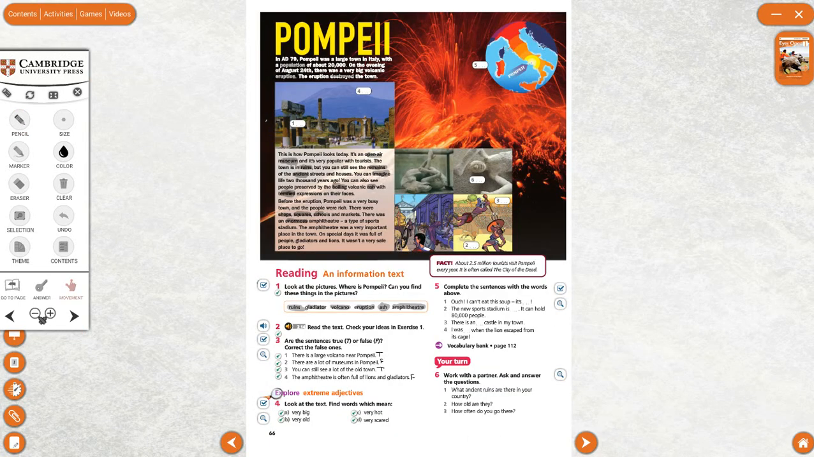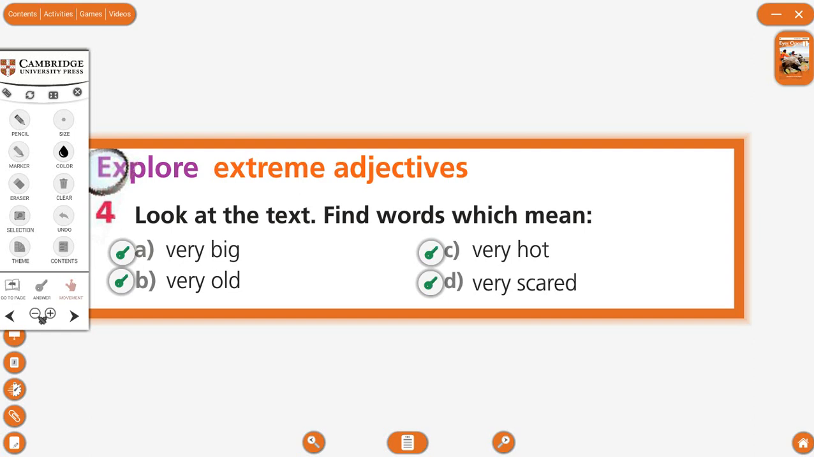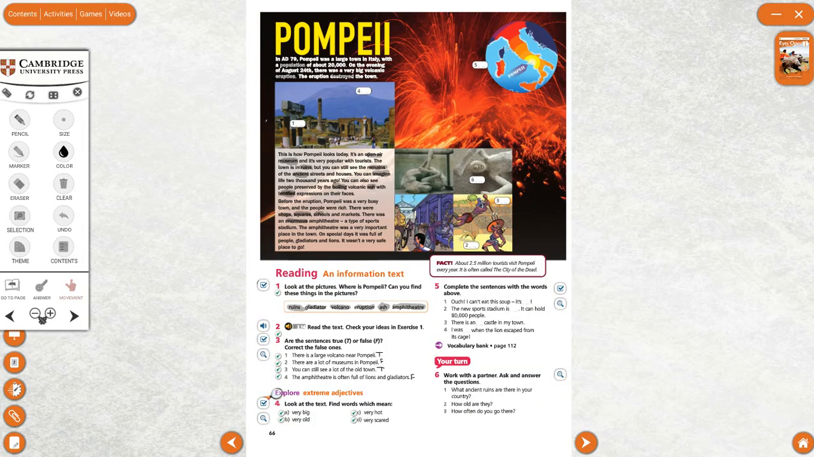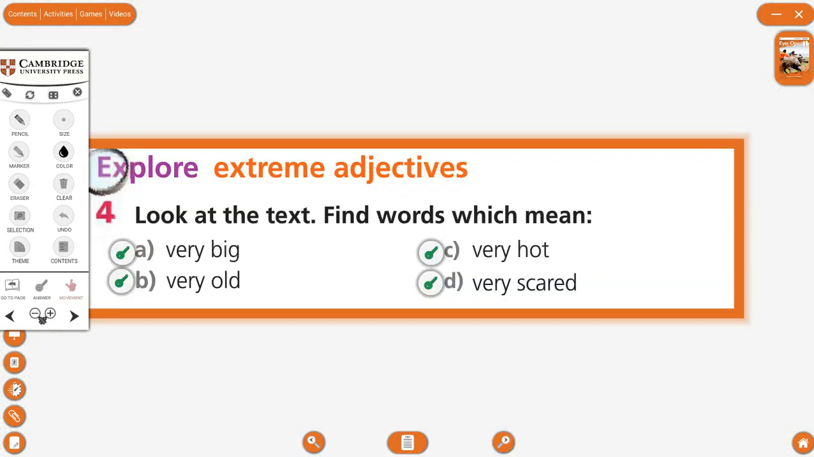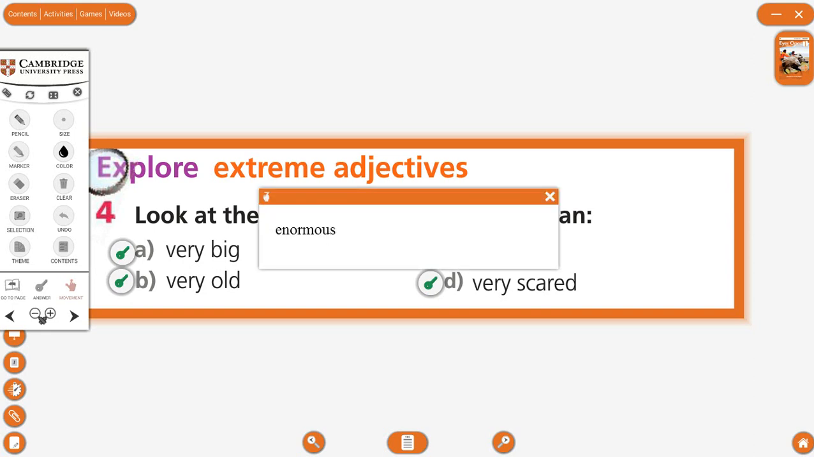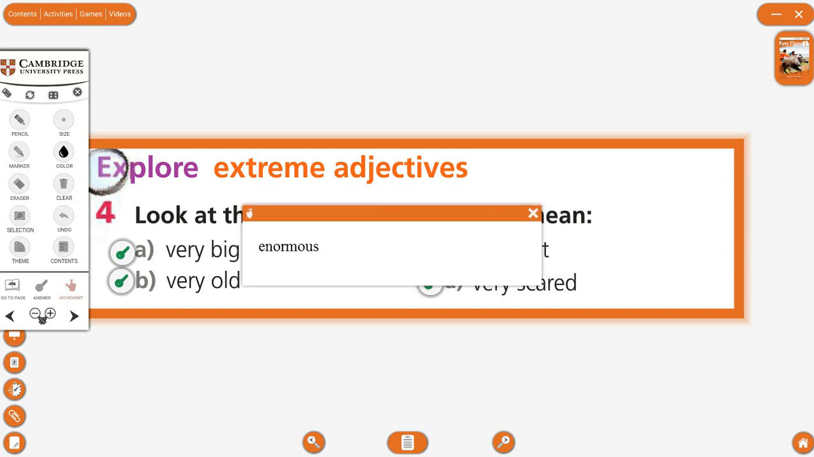Look at exercise 4, please. Extreme adjectives. Aşırı sıfatlar. Look at the text. Find the words which mean, for example, very big. You will find the words in the text with the same meaning. What does it mean very big? Kocaman. What does kocaman mean in English? I said before to you. Yes, enormous. Very big, enormous.